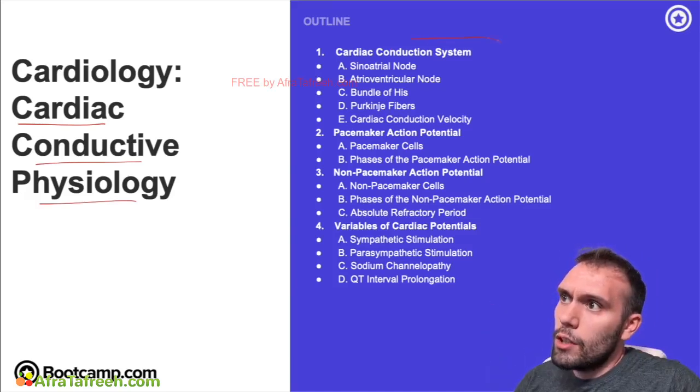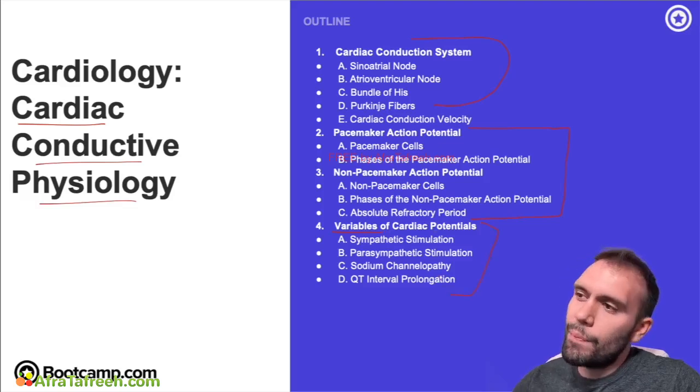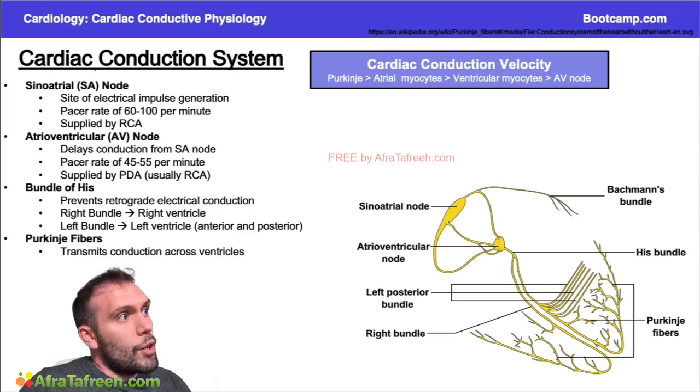We'll talk a little bit about the cardiac conduction system, just a high-level overview. We'll go into the action potentials, which is really the core of this talk. And then we'll talk a little bit about some variables that can affect this. Now, the majority of these variables are really going to come in when we start to talk about antiarrhythmics, which will probably be the next video. All right, so the cardiac conduction system.